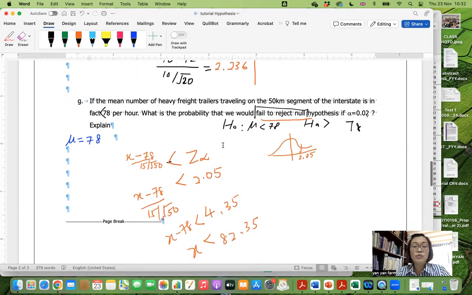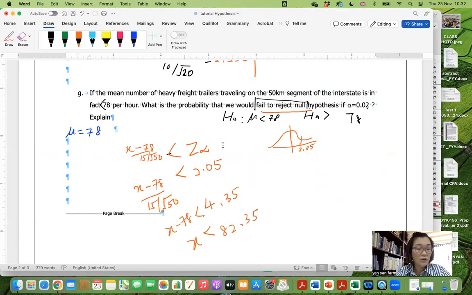What about part G? We change our null hypothesis to 78, and we would like to find the new mean that fails to reject the null hypothesis if alpha is 0.02. In this case, we are given the alpha, and we also have 78. First, we convert the area into Z, which is 2.05.